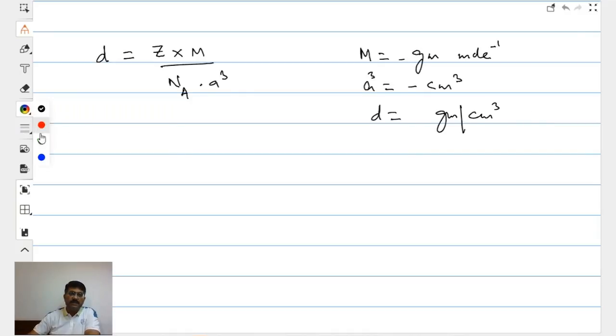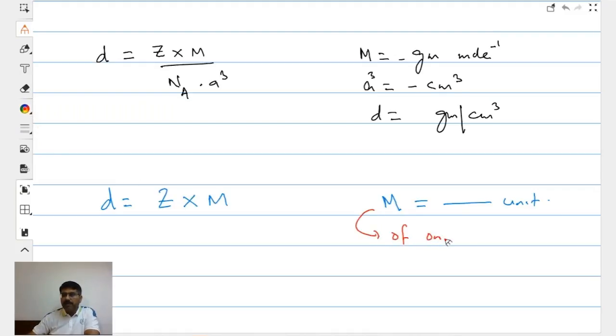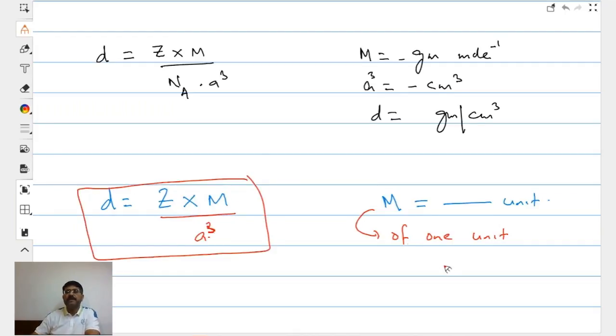Got it? Now, the second twist. If he gives M in grams per mole, no problem. But if he gives M in units, AMU, what does that mean? He has given the mass of 1 unit already. In that case, no need to divide by Avogadro. Simply this relationship will do. Why? This is the mass of Avogadro number of units. Do you divide it by Avogadro? That is the mass of 1 unit. If we give you mass in units, no need to do that.